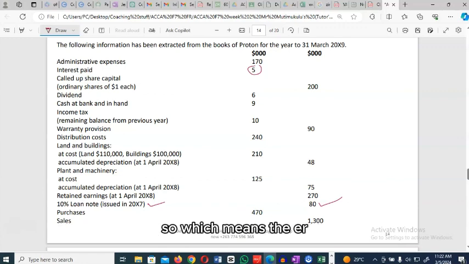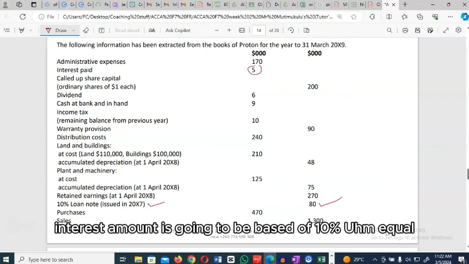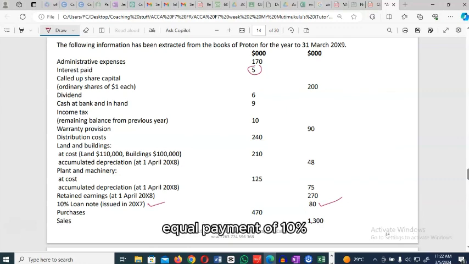Okay, so which means the interest amount is going to be based on equal payments of 10% of the principal amount. We'll delve into this much more when we come to the topic on financial instruments in our future topics.